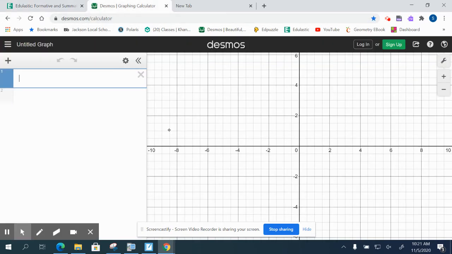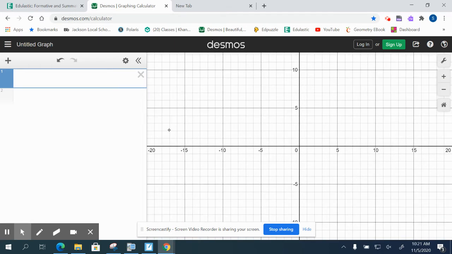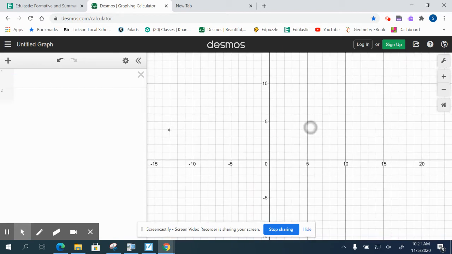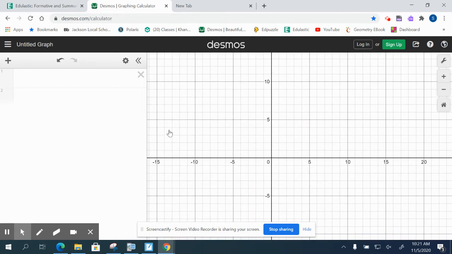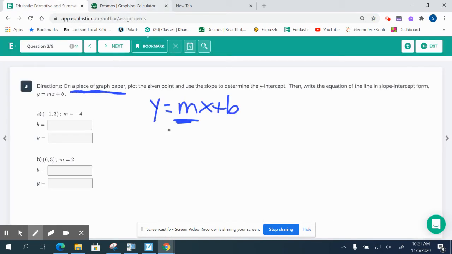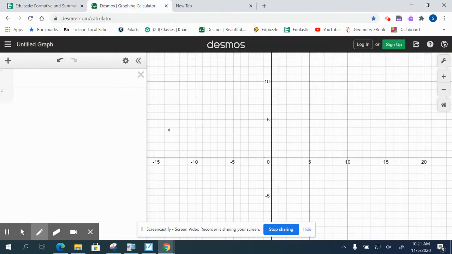When you first open up Desmos graphing calculator, it looks like this, so it marks it in halves. If you want to get rid of that, then you can just zoom out once, and that'll make it go in ones. Right, so I kind of prefer to look at it like that. So here, let me graph my point, which was -1, 3. So over 1, up 1, 2, 3.